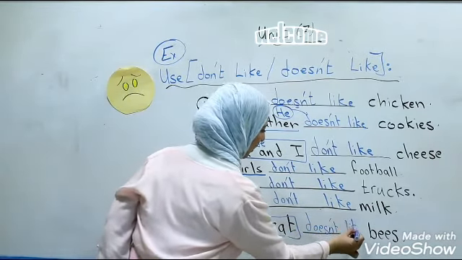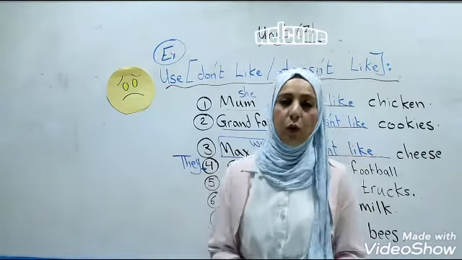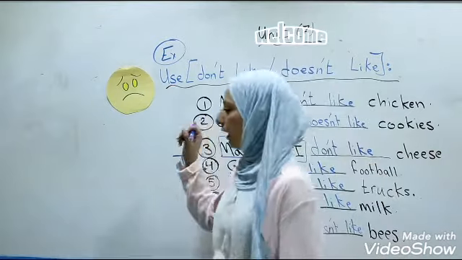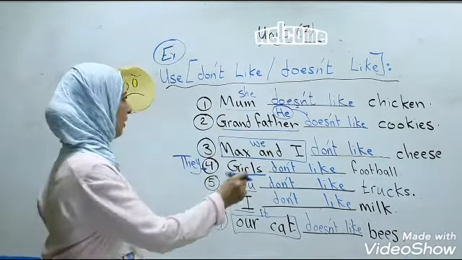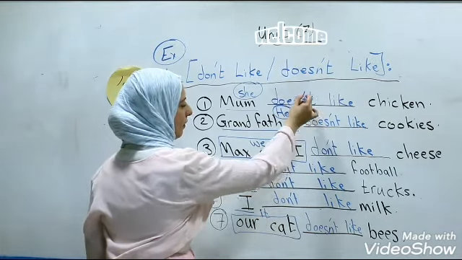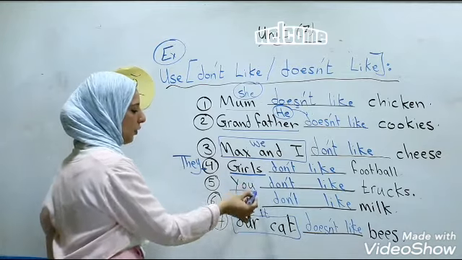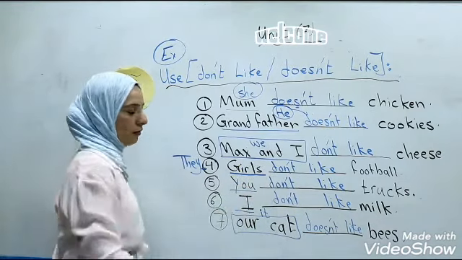like peas. Let's remember the rule again. He, she, it, doesn't. But we, they, you, I, don't.